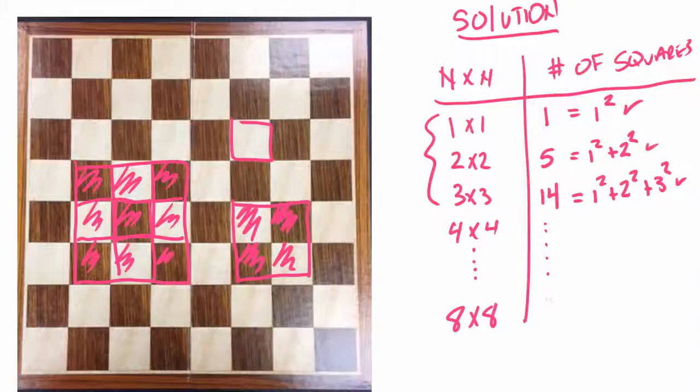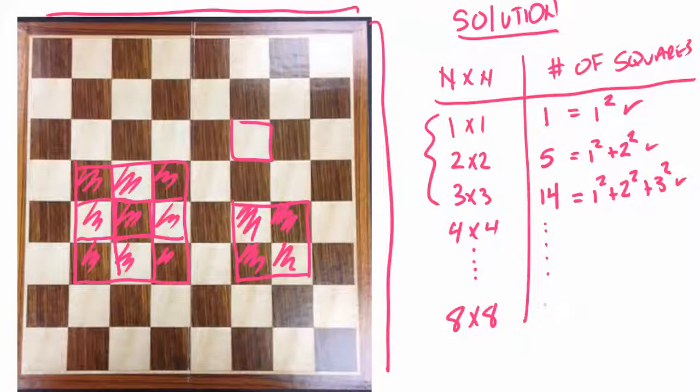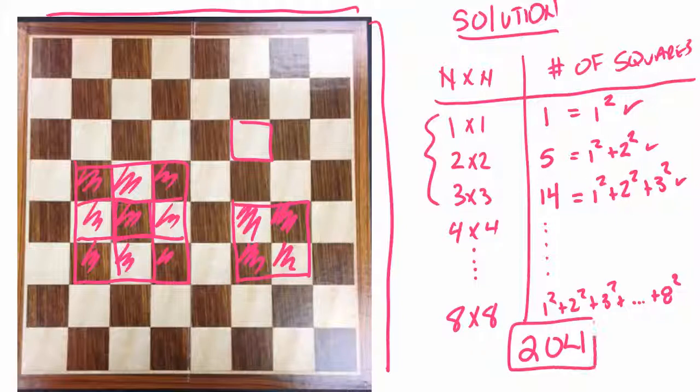So this one, since we have an 8 by 8 checkerboard, this would have to be 1 squared plus 2 squared plus 3 squared plus yada yada yada all the way up to 8 squared for a grand total of 204 squares.